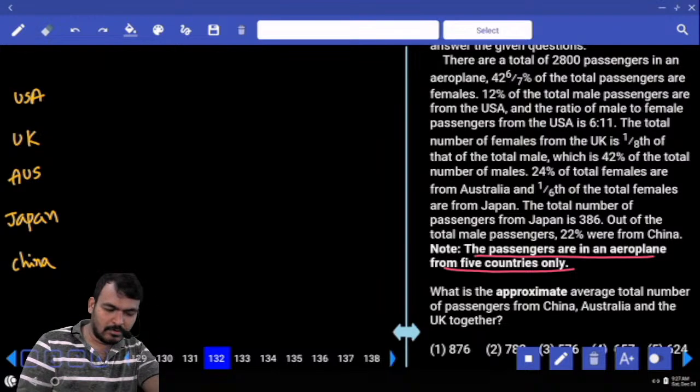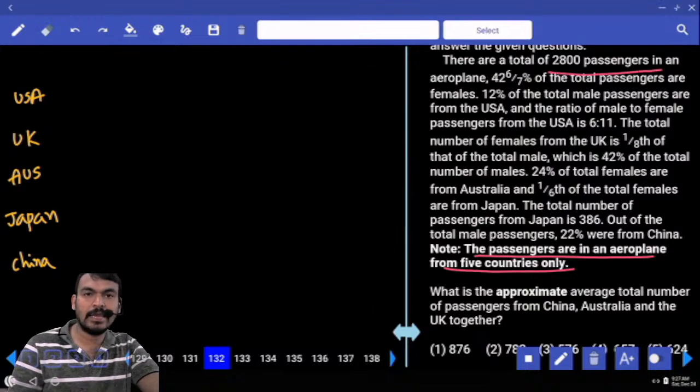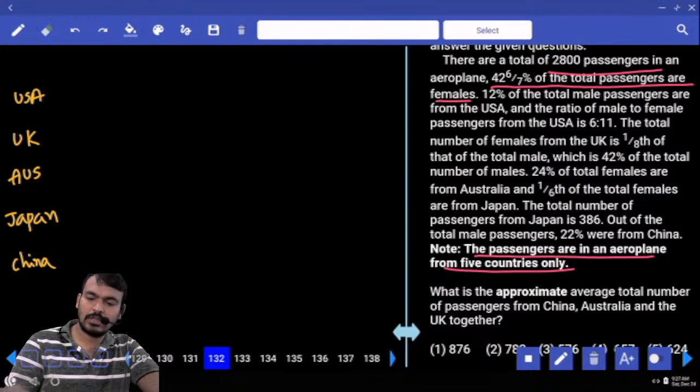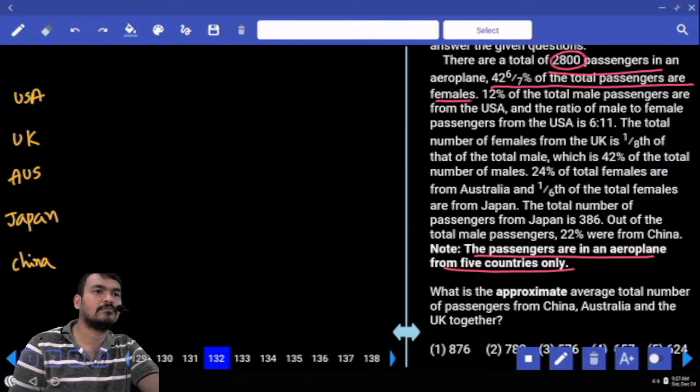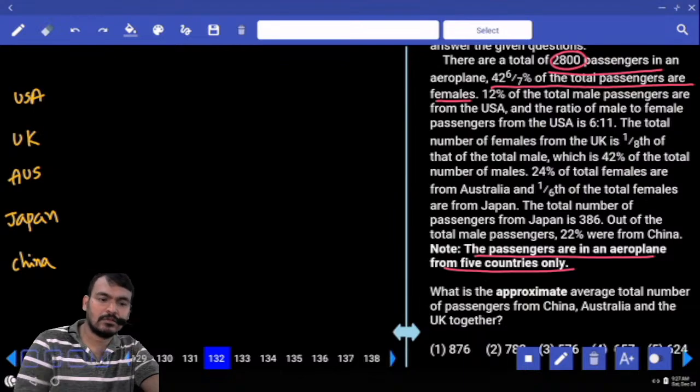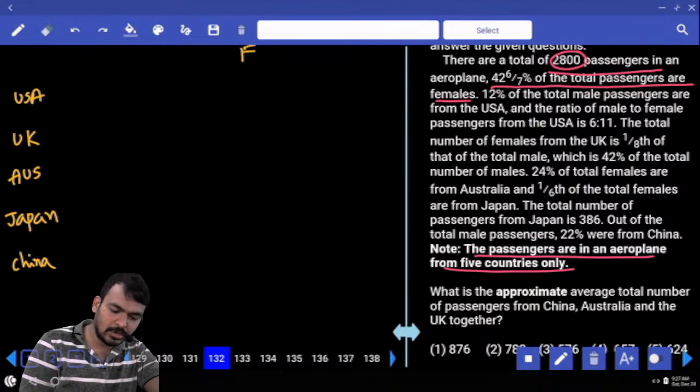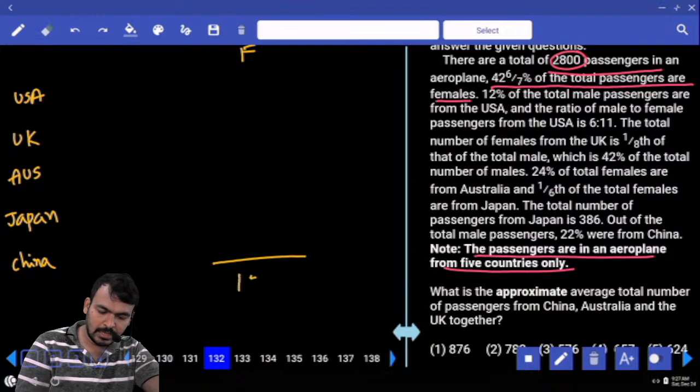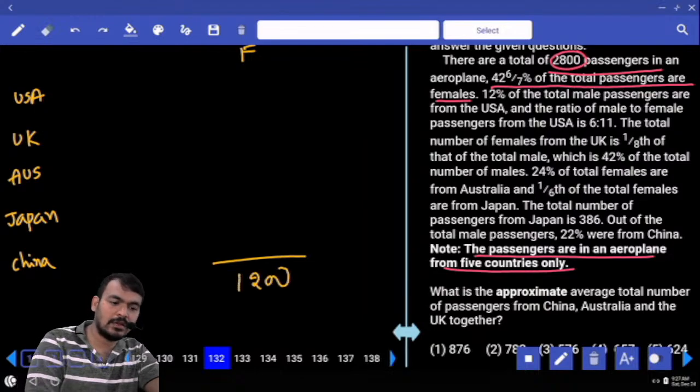Next. What is the total strength? 2,800. 4 to 6 by 7 percentage of the total passengers are which one? Female. 4 to 6 by 7 means 3 by 7. What is the 3 by 7 of 2,800? 1,200. Means total females is how much? 1,200. Females are 1,200, means males are 1,600.